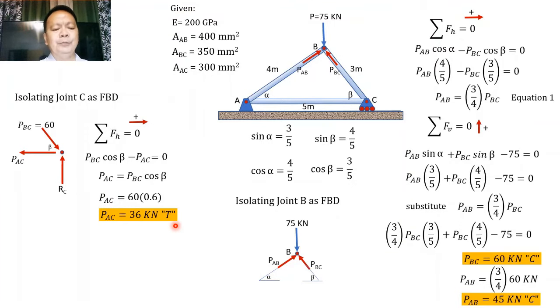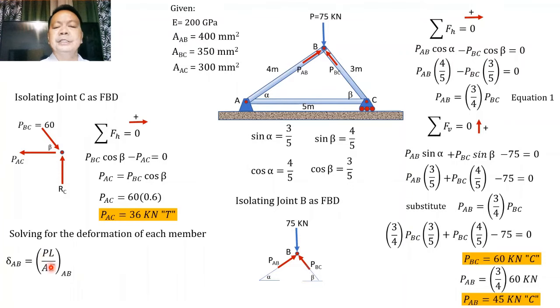After we have computed the magnitude of the axial force acting on each member of the truss, we can now compute the deformation of each member. Knowing the formula that the deformation is equal to PL over AE, if we solve for the deformation of AB, it will be equal to PL over AE of the member AB. We're going to substitute these values.